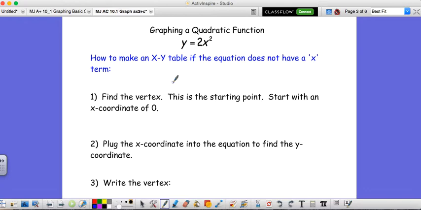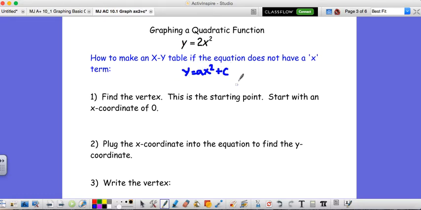So 10.1 specifically deals with quadratic equations that do not have an x term. So these look like y equals ax squared plus c. Notice we're missing that bx portion. We'll talk more about those later on in the chapter, but for 10.1, we're just dealing with things that look like y equals ax squared plus c.